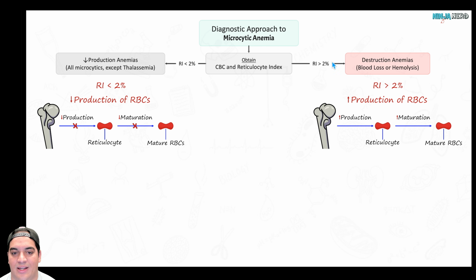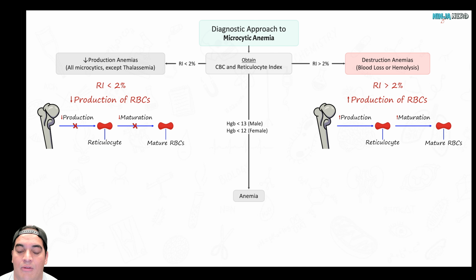So let's now take this into consideration and go to the next step here. Patient has a hemoglobin less than 13. They're a male. Okay, that's anemia. Patient has a hemoglobin less than 12. They're a female. That's anemia. So right away, I have anemia. From the next part, before we actually look at the reticulocyte index, I like to then go to the next component.